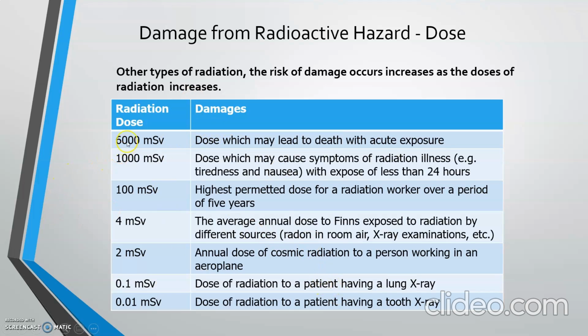For 6,000 millisieverts, this dose may lead to death with acute exposure. 0.01 is the radiation dose to a patient having a tooth X-ray. For 100 millisieverts, this is the highest permitted dose for a radiation worker over a period of 5 years. So this one you can read by yourself.